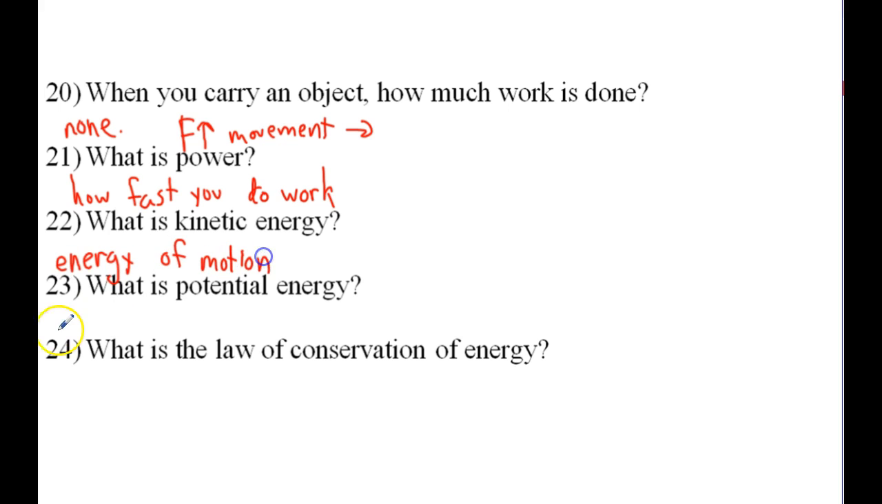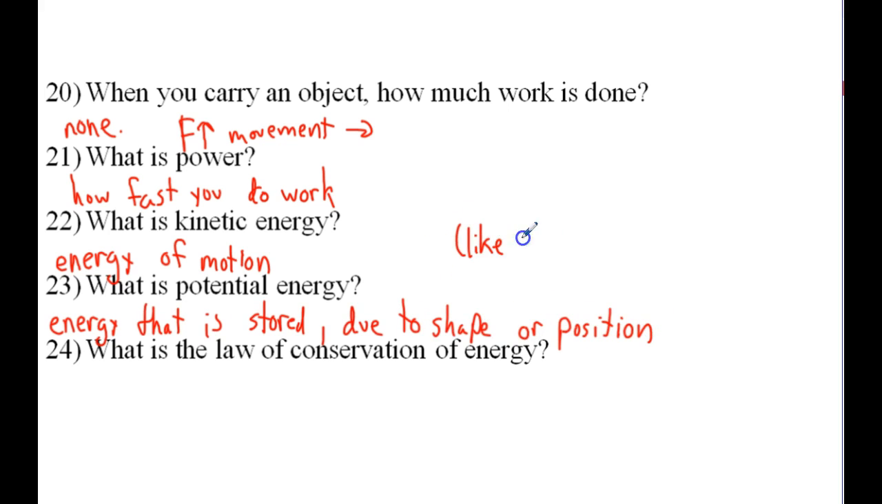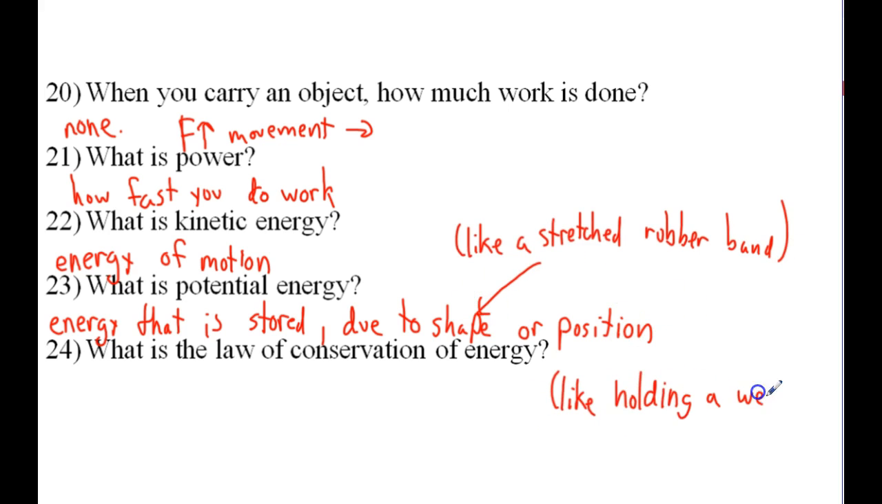Kinetic energy is the energy of motion. Potential energy is energy that is stored either due to shape or position. An example of storing energy due to shape is like stretching out a rubber band. An example of energy stored due to position is like holding a weight over your head. That's potential energy. You drop it, it becomes kinetic energy.